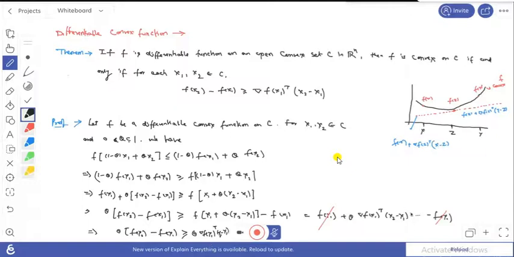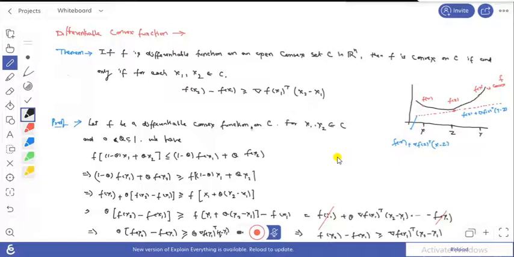Okay, and here we're neglecting that term. So this implies, if we cancel theta from both sides, you can obtain f(x2) minus f(x1) is greater than or equal to gradient of f(x1) transpose (x2 minus x1). Okay, so this is the final result. You can see that f(x2) minus f(x1) is greater than or equal to gradient of f(x1) transpose (x2 minus x1).